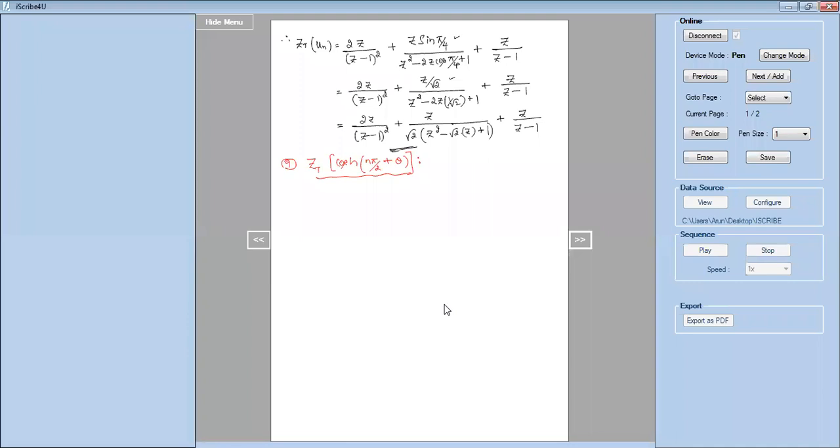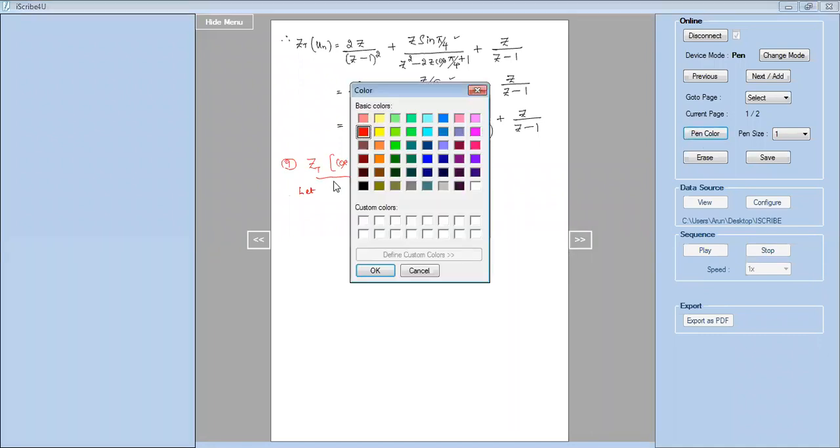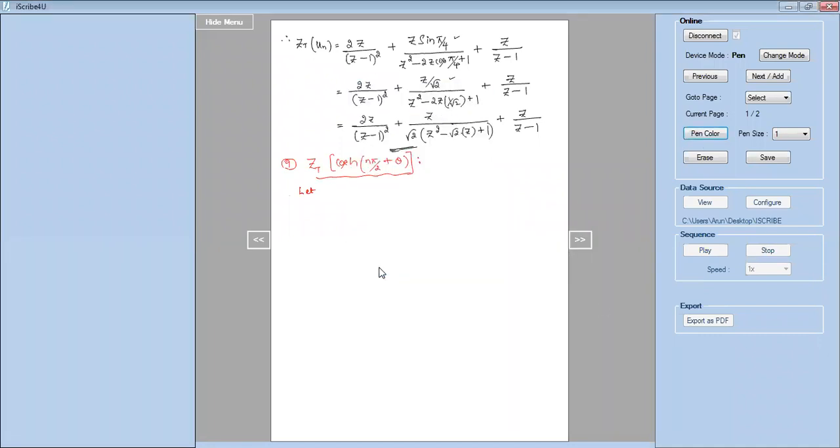So problem number 9 now. Z transformation of cosh of n pi by 2 plus theta. So this is the problem you have to solve. First, let u_n, I'll write, just a minute, pen color I'll change. Let u_n equal cosh of n pi by 2 plus theta. So this is the given function.